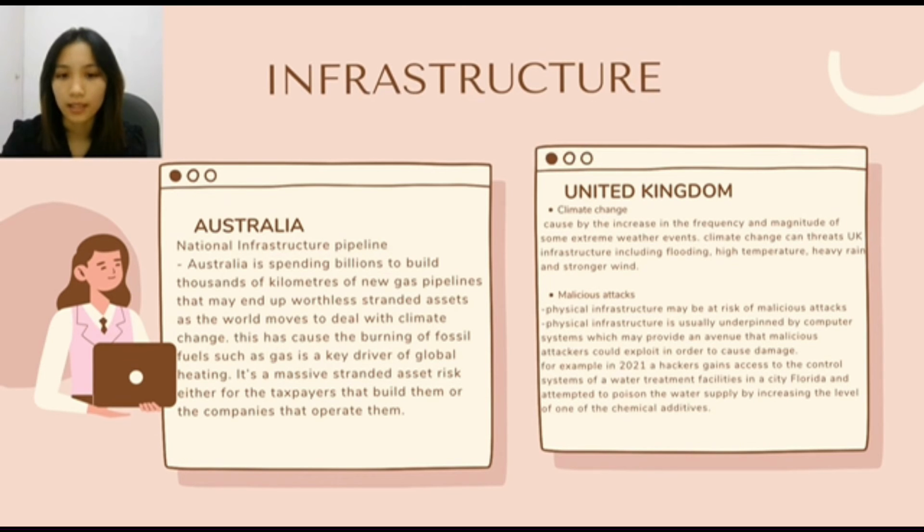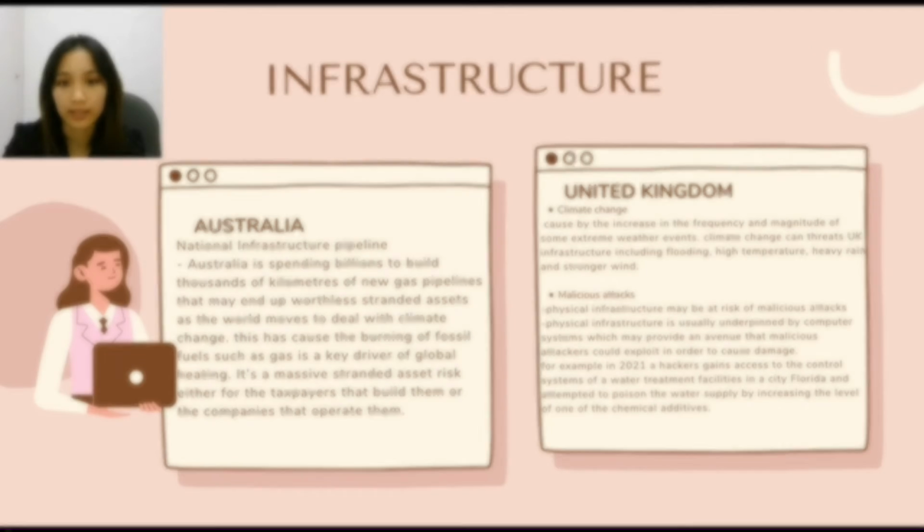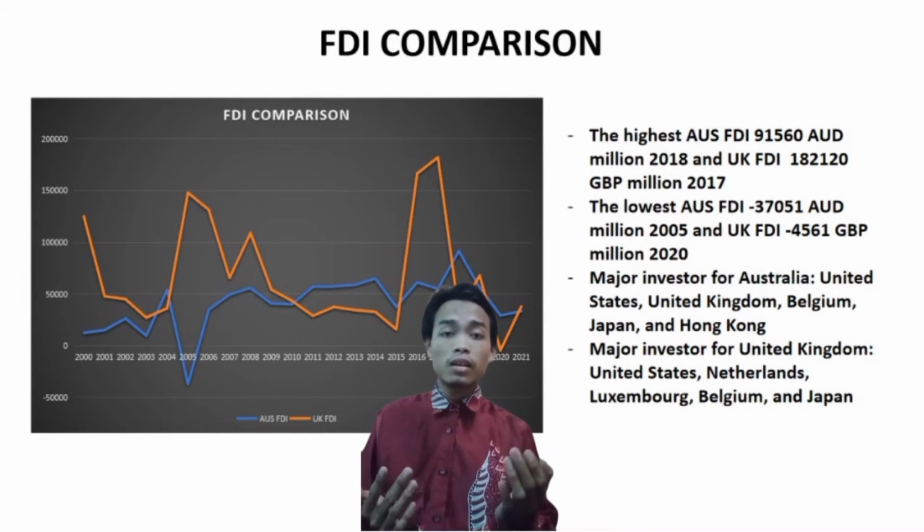For malicious attack, the target is physical infrastructure. The motivations for such attacks include financial gain and terrorism. Physical infrastructure is usually underpinned by computer systems, which may provide an avenue that malicious attackers could exploit in order to cause damage. For example, in 2021, a hacker gained access to the control system of the water treatment facility in a city in Florida and attempted to poison the water supply by increasing the level of one of the chemical agents.